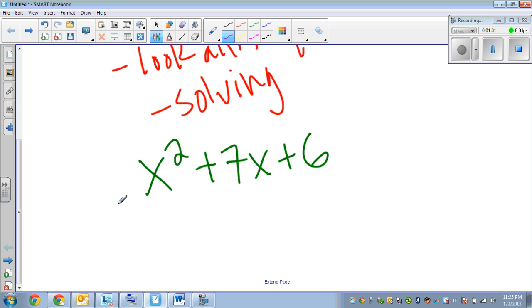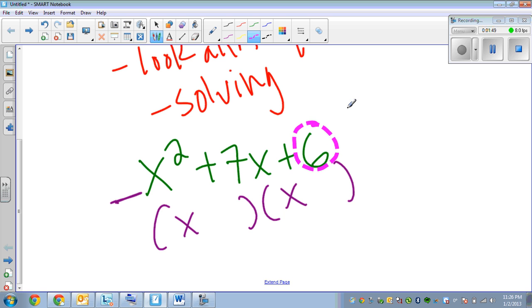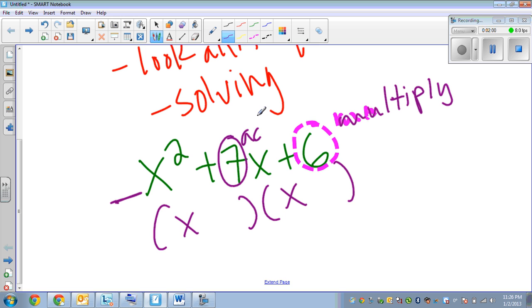Now, there's no number in front, so we automatically go to the parentheses like this. Hopefully this reminds you of something from ninth grade or 8th grade or earlier this year when we did quadratics. We look at this last number. We want two numbers that multiply to be this, and add to be the middle number. So we want two numbers that multiply to be 6 and add to be 7.